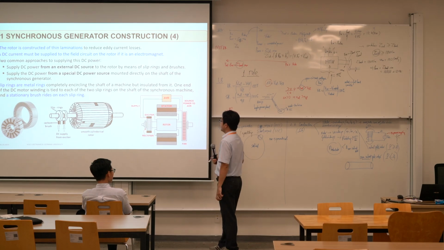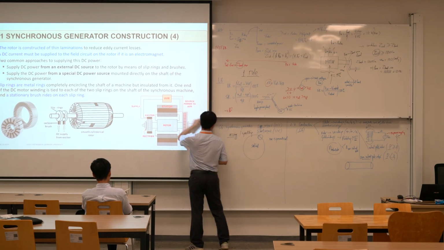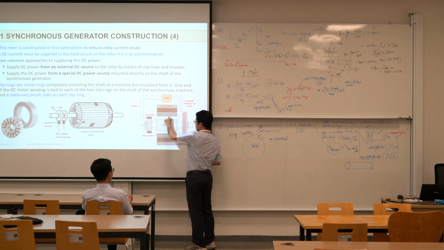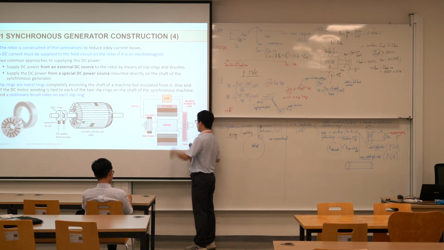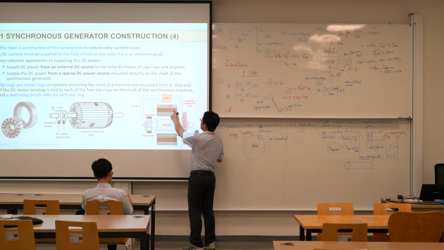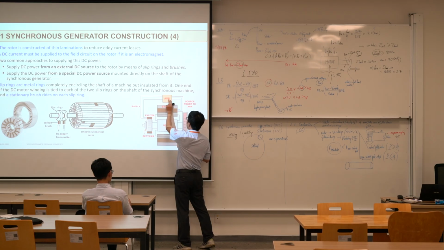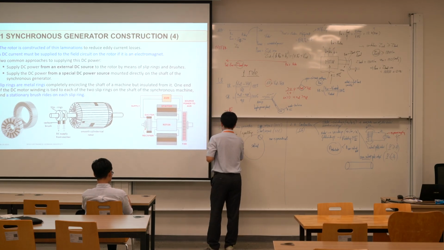So this is the stator of the synchronous generator. This is the rotor. This is the stator. This is the rotor. This is the fan, for cooling. So at the stator terminal, we can get AC voltage, right? And the AC voltage will come back to the AVR. What does AVR mean?